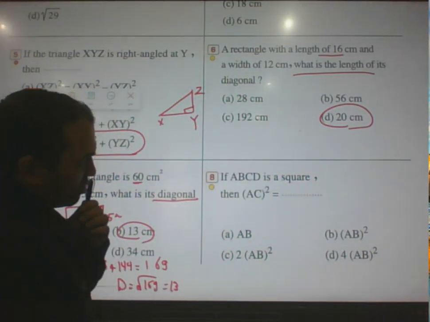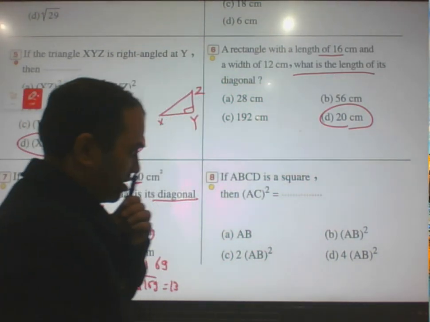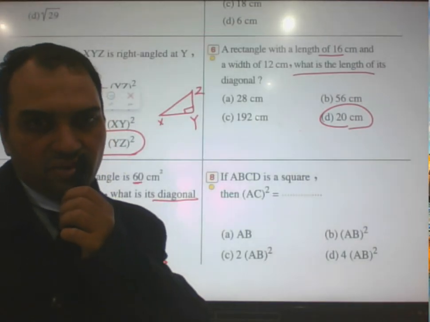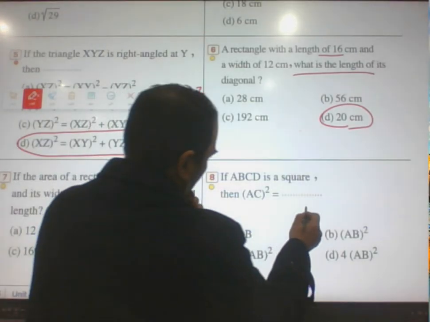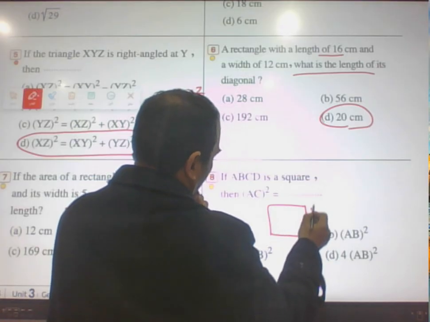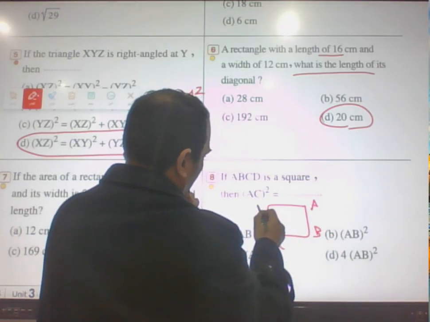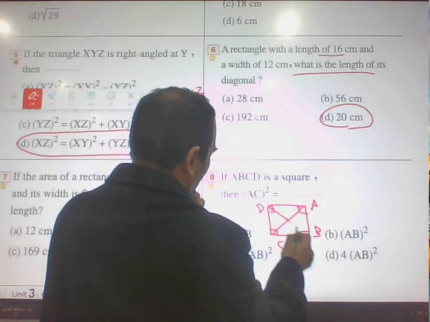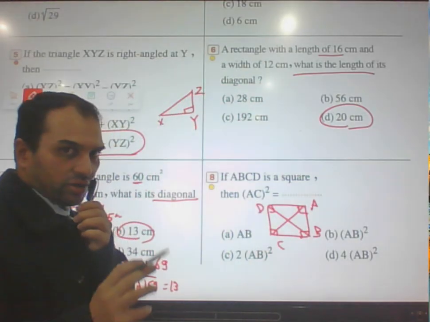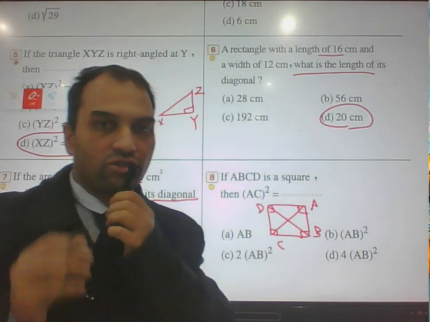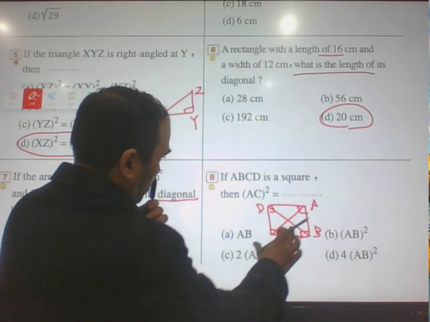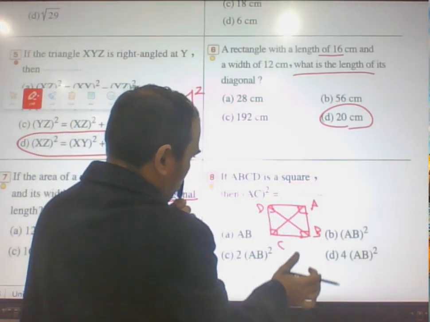Next question here, we have ABCD is a square, then AC power 2 equal what? It's the area. Then AC power 2 is equivalent to any side power 2, like AB power 2, or the diagonal. We know AC is a diagonal. ABCD is a square, and AC is a diagonal and BD diagonal also. Two diagonals are equal in length and bisect each other and are also perpendicular. Then AC equal BD. Okay, then AC power 2 equal BD power 2.